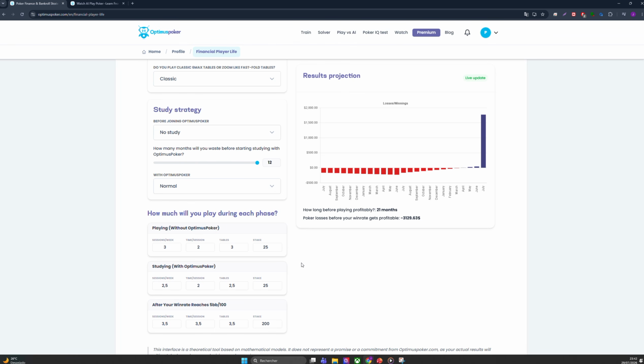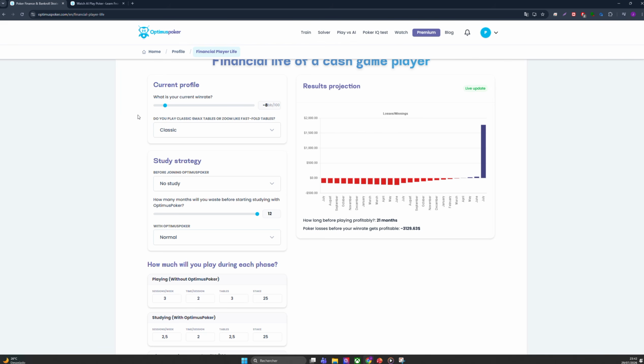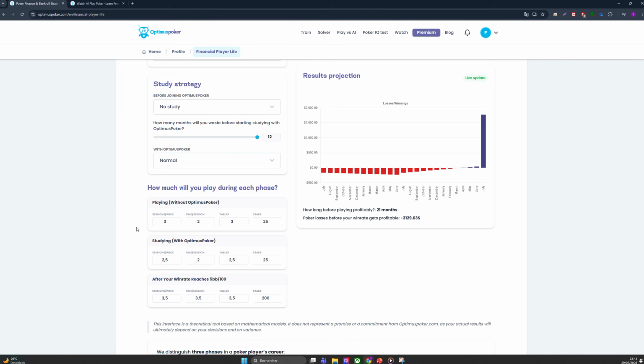So if we keep these settings, this kind of loser with this kind of volume, this means that this player is going to lose $162 per month, which is affordable for most people.